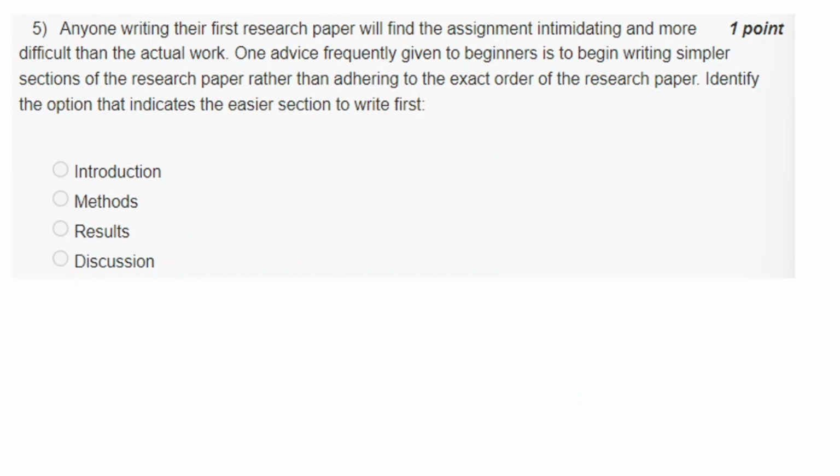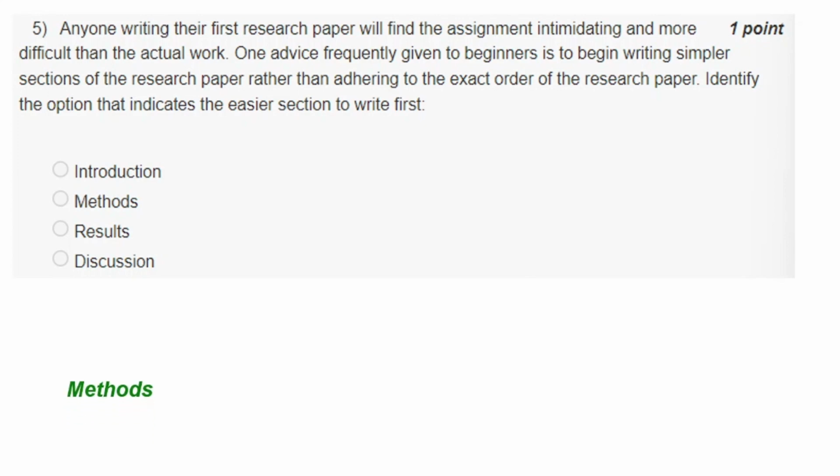Anyone writing their first research paper will find the assignment intimidating and more difficult than the actual work. One piece of advice frequently given to beginners is to begin writing the simpler sections of the research paper rather than adhering to the exact order of the research paper. Identify the option that indicates the easier section to write first. Anybody? Methods. Yeah, for me also methods.